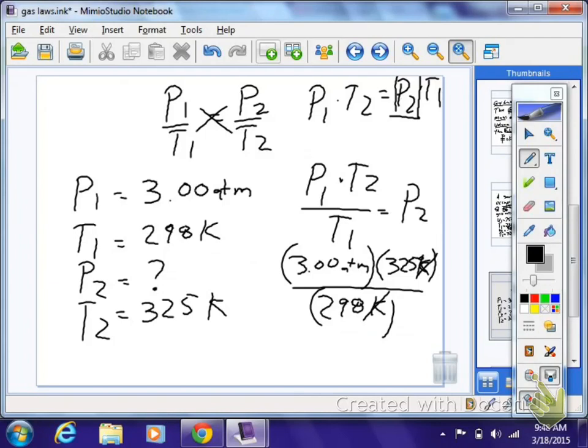Okay. And then when you do the calculation, the pressure does get a little bit higher, and it's 3.27. So again, when you deal with gas laws, temperatures have to be in Kelvin. If you write Celsius, you're automatically going to be wrong. Okay, they have to be in Kelvin, and that's a common mistake students make.